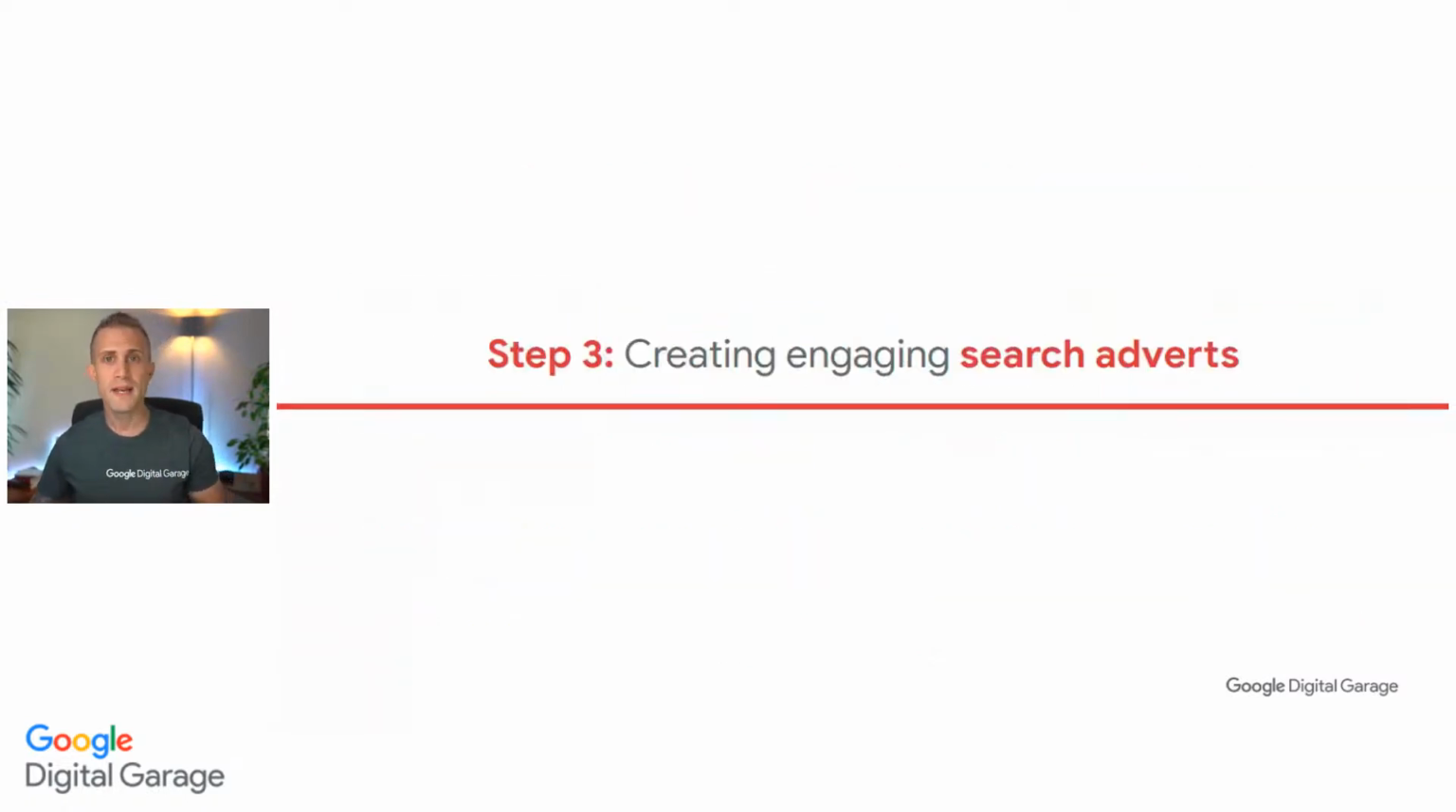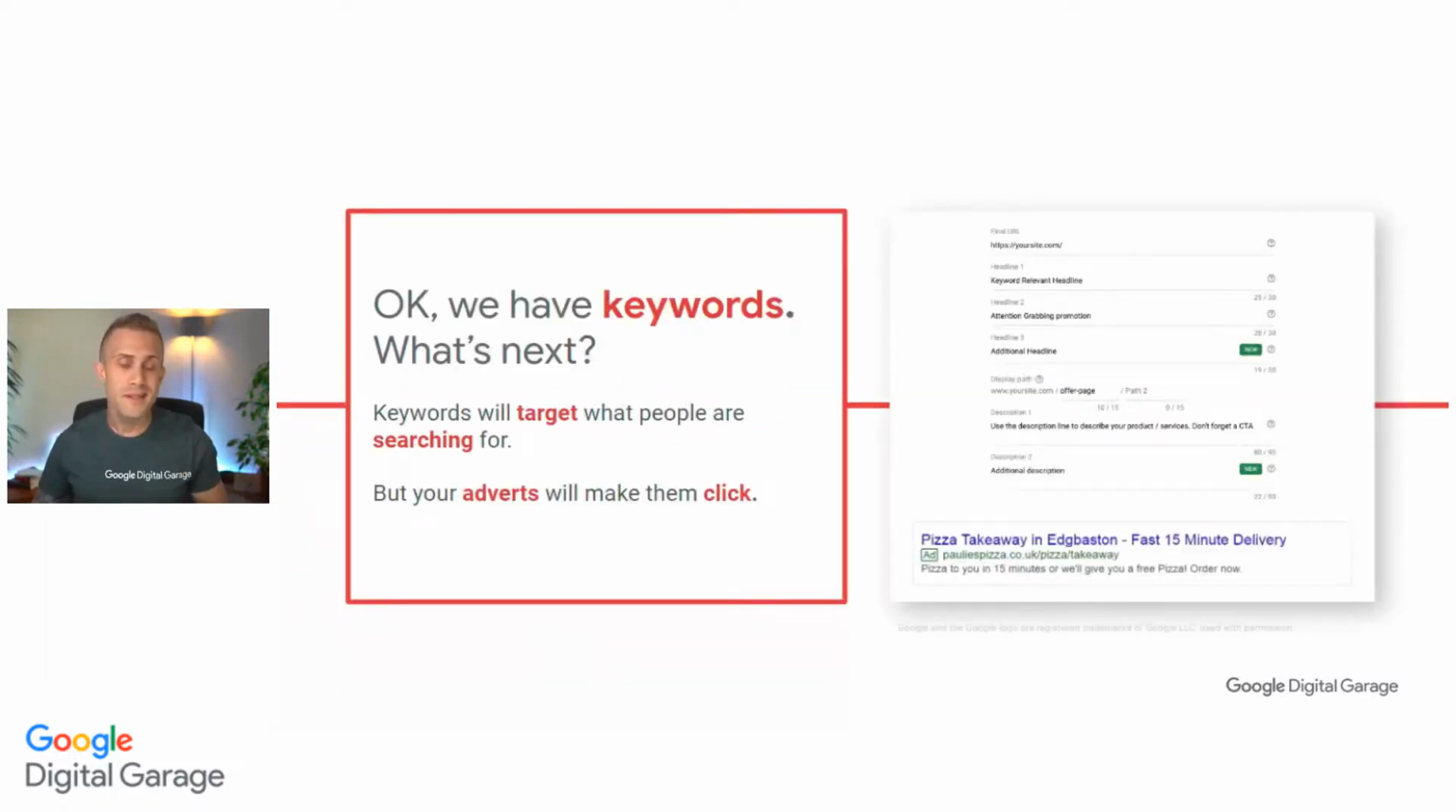So with that being said, let's jump into step number three, which is creating engaging search advertising. Number one, we understood the customers. Number two, we started to work out what those keywords are. Now, we're going to create engaging search adverts. Okay, we've spoken about these keywords. What's next? Well, let's go through the key elements in the description, relating to Paularia's Pizza as an example.